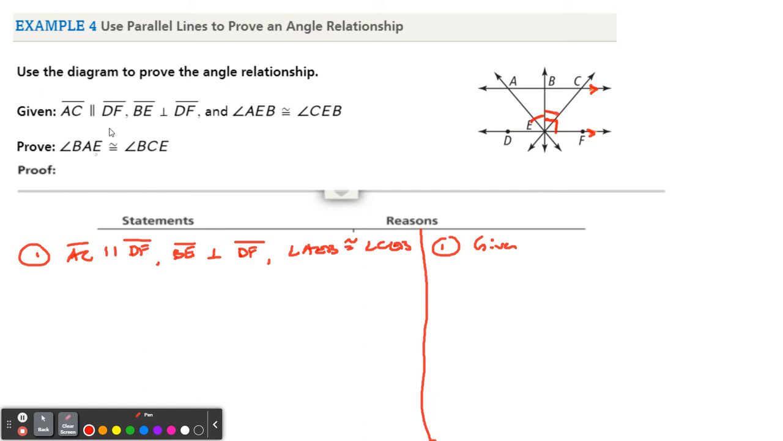We want to prove that angle BAE. Where is BAE? We want to prove that this angle BAE right here, I'll do two arcs in blue, if I can get the blue. Yep. That this angle here is congruent to BCE, which is this angle here.